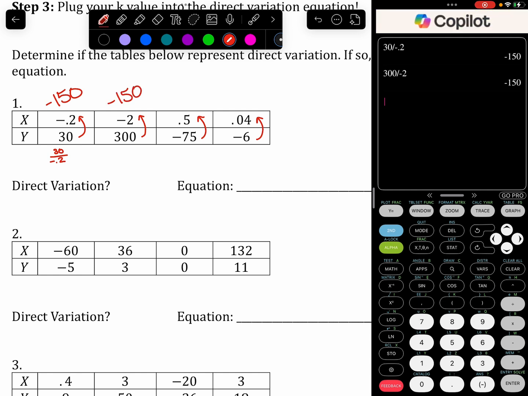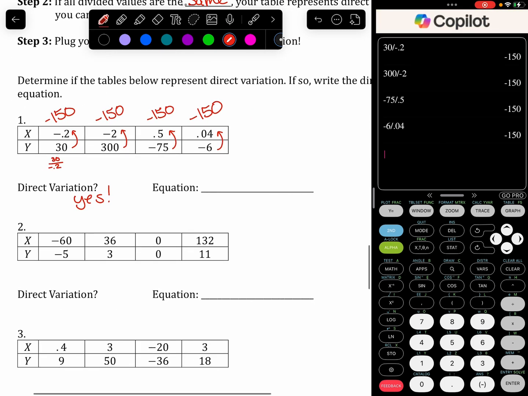Next, 300 divided by -2. That's also -150. So far, so good. -75 divided by 0.5 is negative 150. This is good because remember that I want this number at the top, that k value, to be the same all the way across. And then negative 6 divided by 0.04 also gets me negative 150.